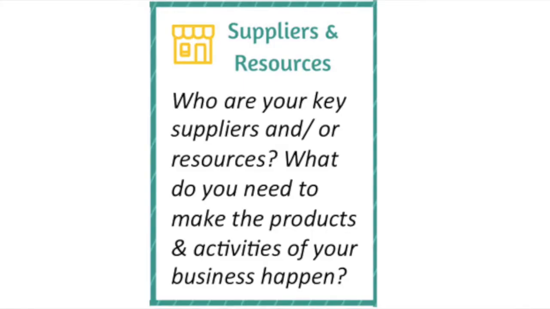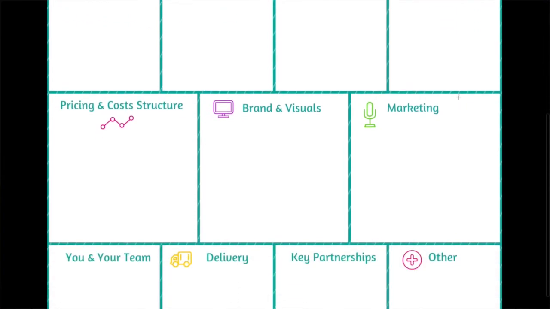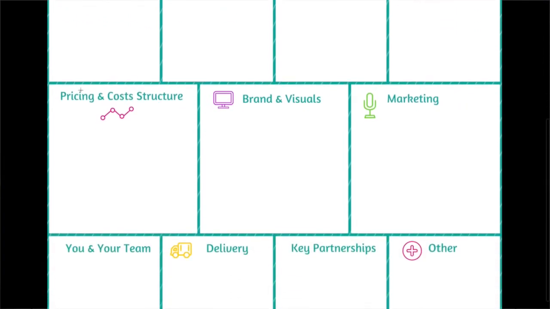So that would be a key supplier or resource. It's anything that's bringing something into your business that helps fulfill the output. We want to list those there so we see how they work in relation to the rest of the business model. Then we hit quite a big one, your pricing and cost structure.